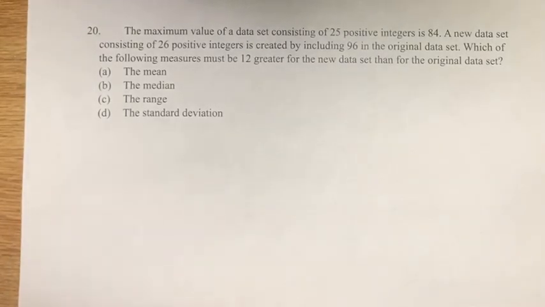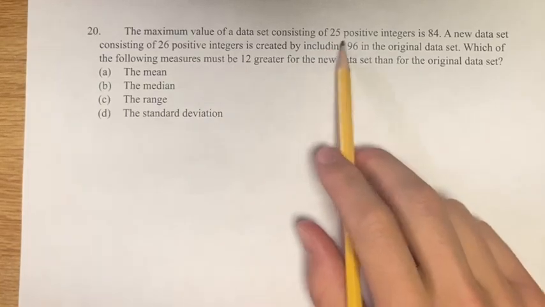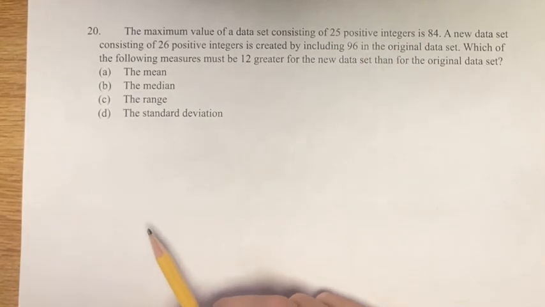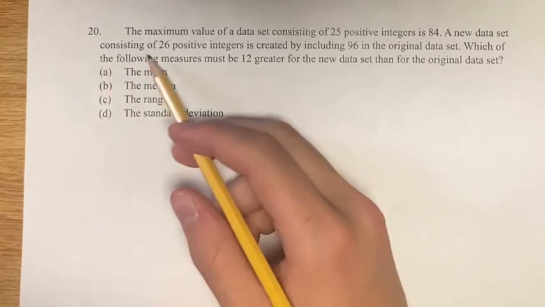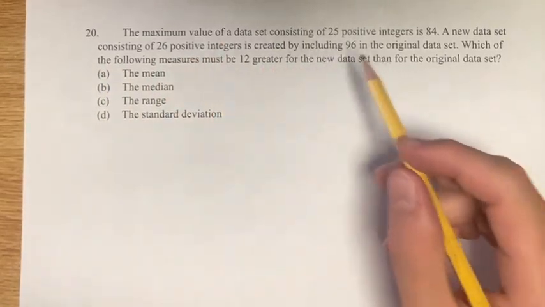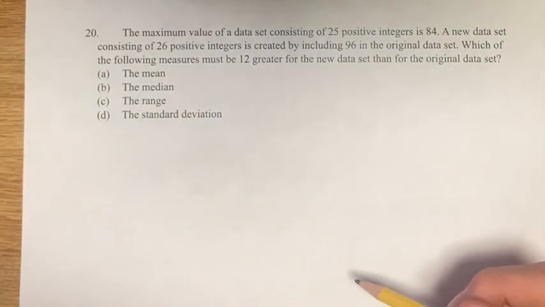In this problem, we're told that the maximum value of a dataset consisting of 25 positive integers is 84. A new dataset consisting of 26 positive integers is created by adding 96 into the original dataset.